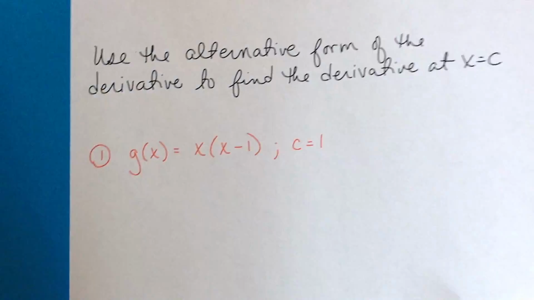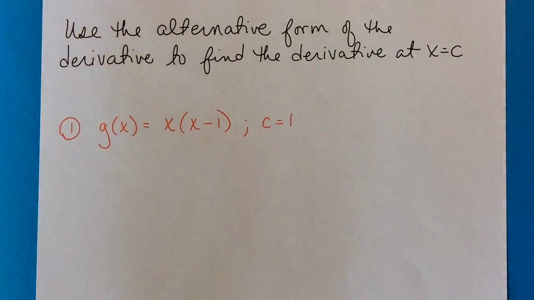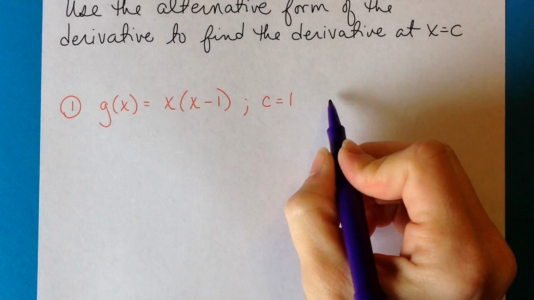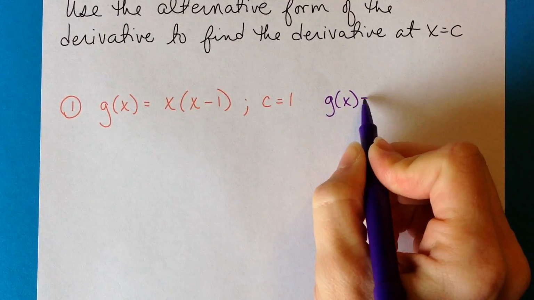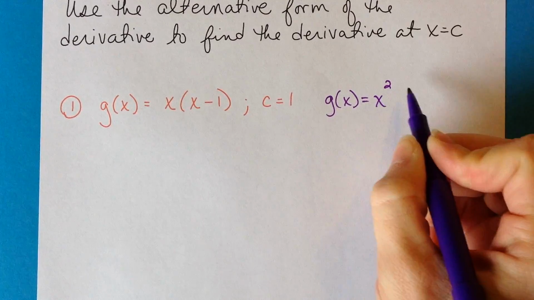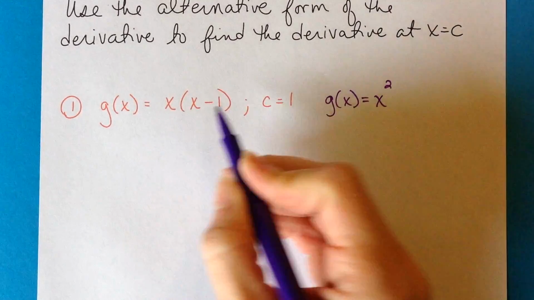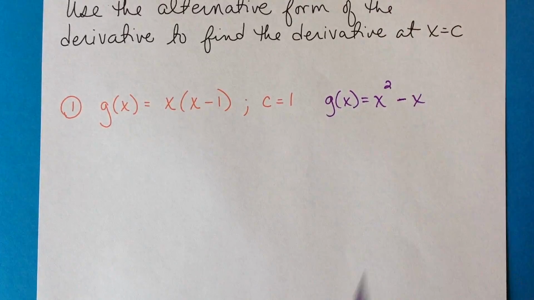Okay, so here's our first example using this alternate form. All right, so your function is x times (x minus 1), and we're looking at this specifically at c equal 1. Of course, again, c is just representing some x value. Now, this function is the same thing as this: if you were to distribute your x right here, this is your function.